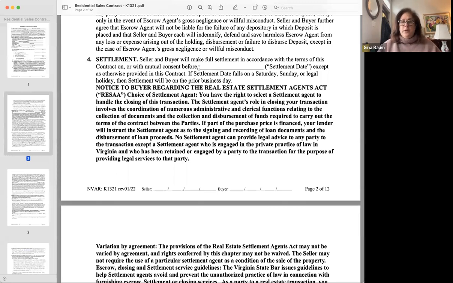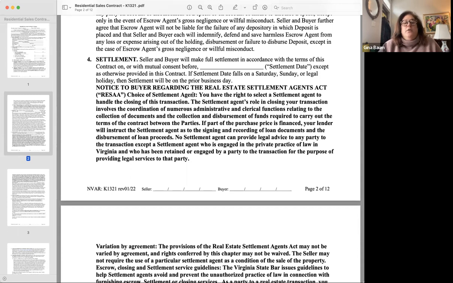Okay, so a lot of times I'll get calls from agents and they'll say, hey, we want to settle before the settlement date. Well, that's just fine. Do I need an addendum? No, you don't need anything because it says on or with mutual consent before. So any date before this date is fine to settle, except as otherwise provided in this contract. If settlement day falls on a Saturday, Sunday, or legal holiday, then settlement will be on the prior business day.